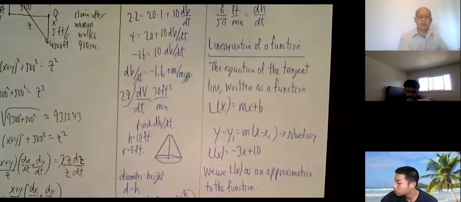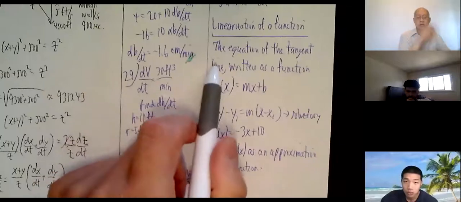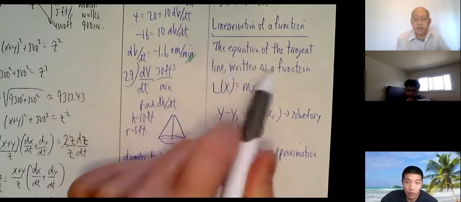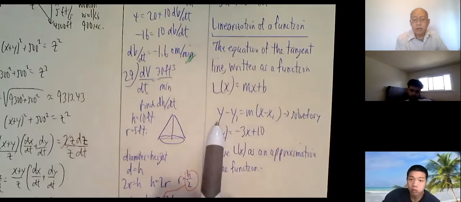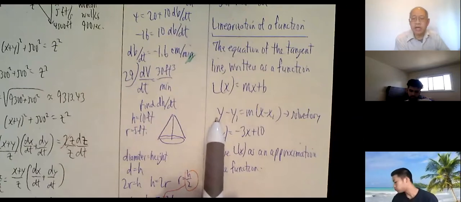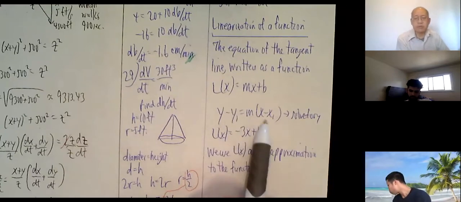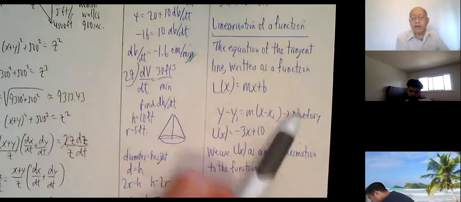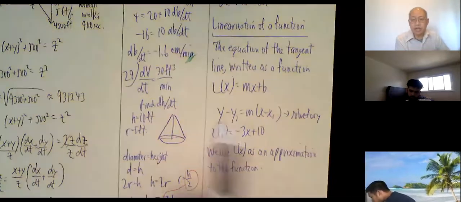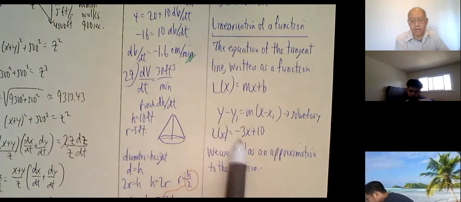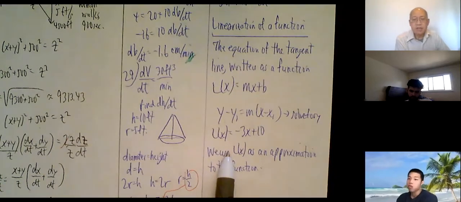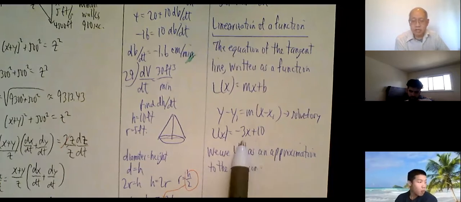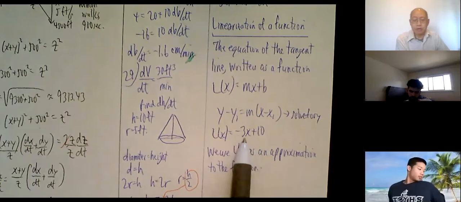So here's the Melvin-Hum version of linearization of a function. The equation of the tangent line written as a function, L of x equals mx plus b. Whereas before, we said, give me the equation of the tangent line, y minus y1 equals m times x minus x1, stop. Now go ahead and finish up that algebra, isolate the y, and we'll say L of x is equal to whatever, like negative 3x plus 10. Okay. L of x, the linearization function, is an approximation to the function itself. But you can see it's a straight line. I like straight lines better than all kinds of other stuff.